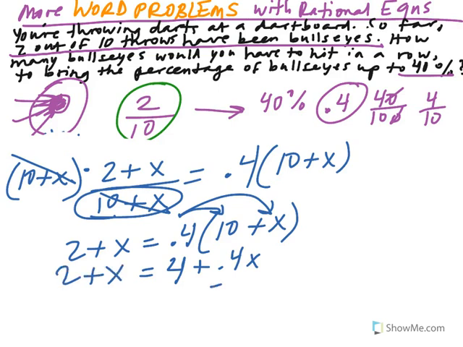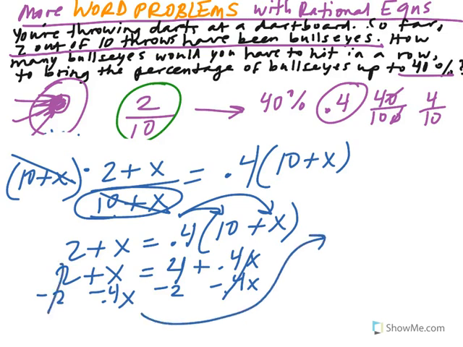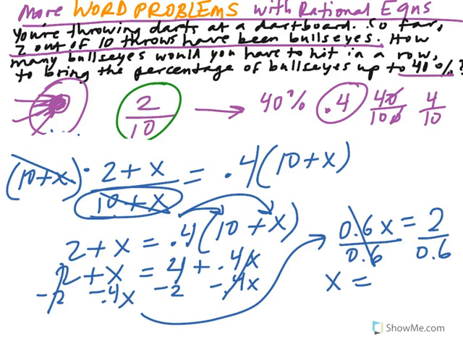Alright, now what I'm going to do is subtract a 0.4x from both sides. And I'll subtract a 2 from both sides as well. And what I'm left with is 0.6x equals 2. Alright, so then to solve for x, the number of bullseyes we need to throw, we'll just divide by 0.6. And we will get 3 1/3. So 3.33 repeating bullseyes that we need to throw.